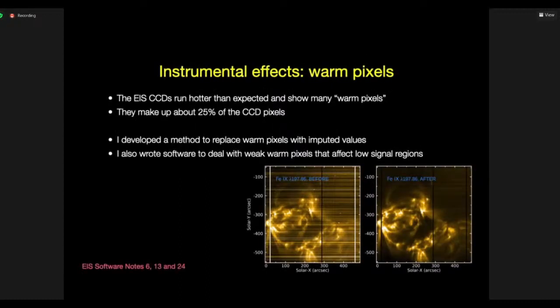Okay, I mentioned instrumental effects before, and one particularly annoying one for ICE has been warm pixels that arise because our CCDs are running hotter than expected. They currently make up about 25% of the CCD pixels. And you can see their effect on the raster image on the left at the bottom of the slide. Each warm pixel gives a horizontal line as ICE does the raster. And you can see it makes a bit of a mess of the image there. So I developed software to replace the warm pixels through an imputation process. And I also wrote software to deal with the weakest warm pixel values, as these can be a real pain when you get to low signal areas, as I'll show later on at the end of the talk. So this work is described in our ICE software notes number 6, 13, and 24.